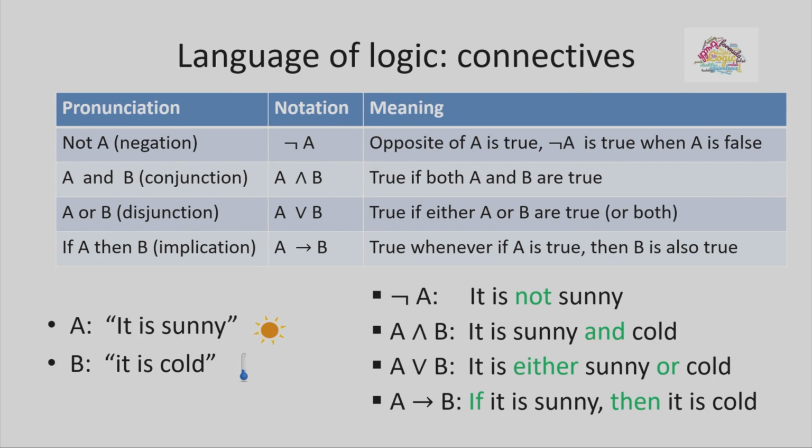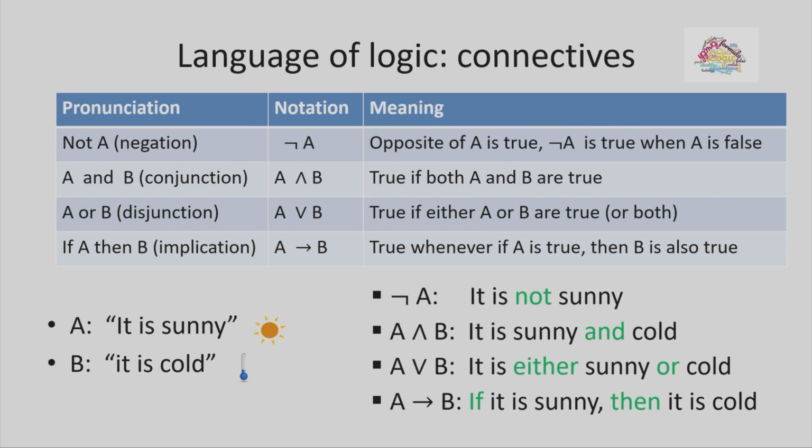So let's try some simple examples. Suppose I have an English sentence, "It is sunny," and I call it proposition A, and another sentence that says it's cold, and I call it proposition B. Now, if I write not A, this will correspond to saying it's not sunny. Is it true that it's not sunny? Well, if it's sunny, then it's not true. If it's not sunny, it is.